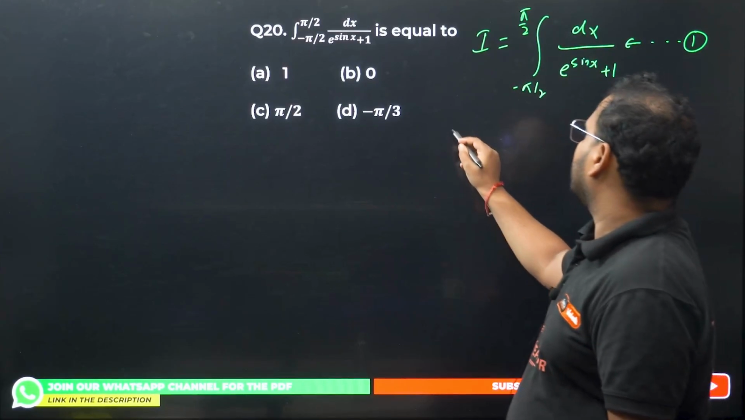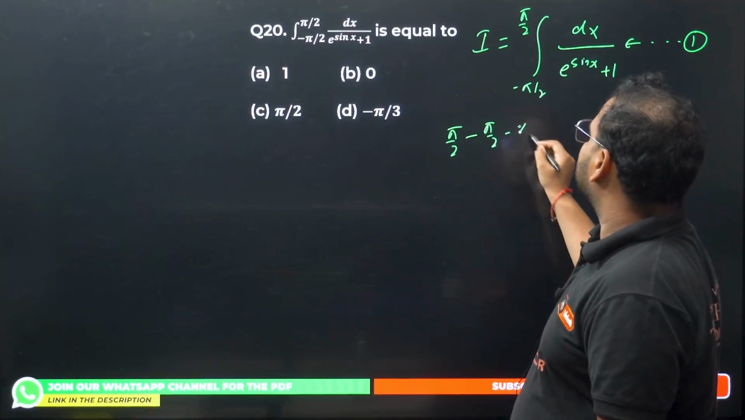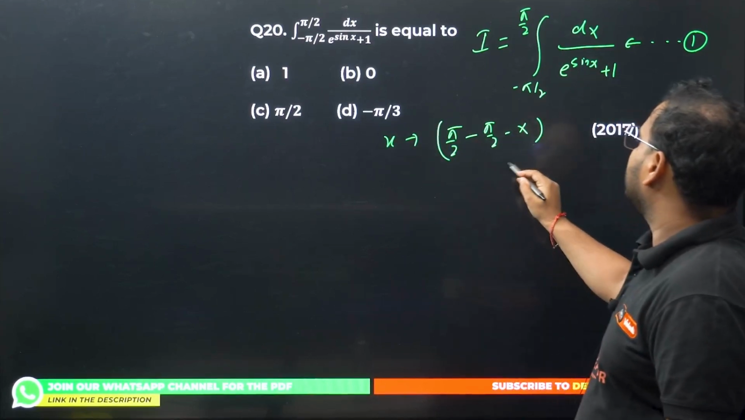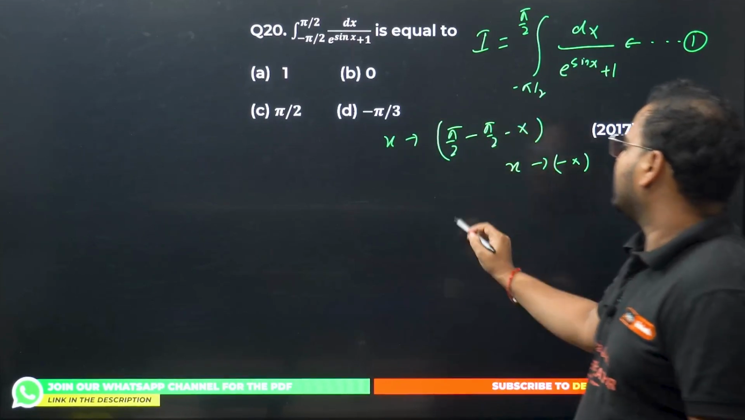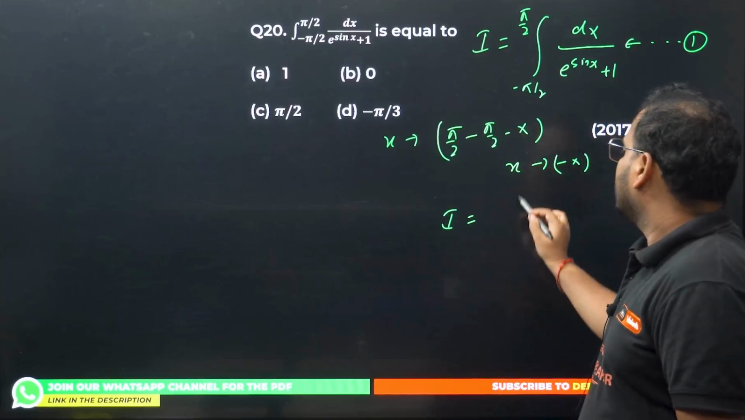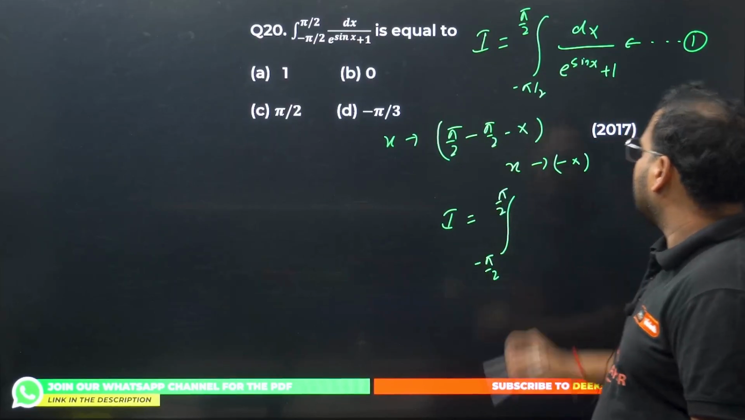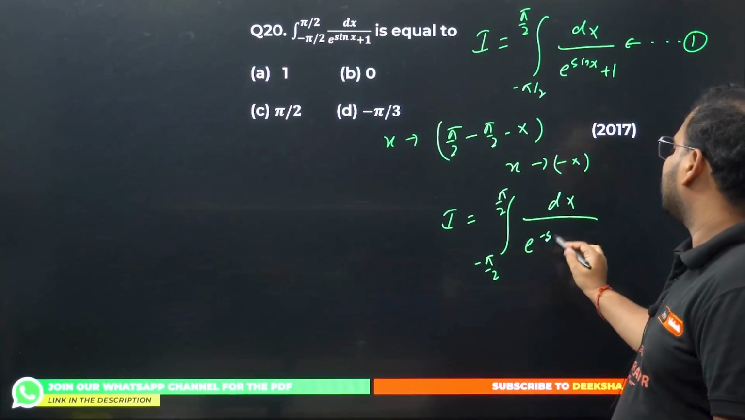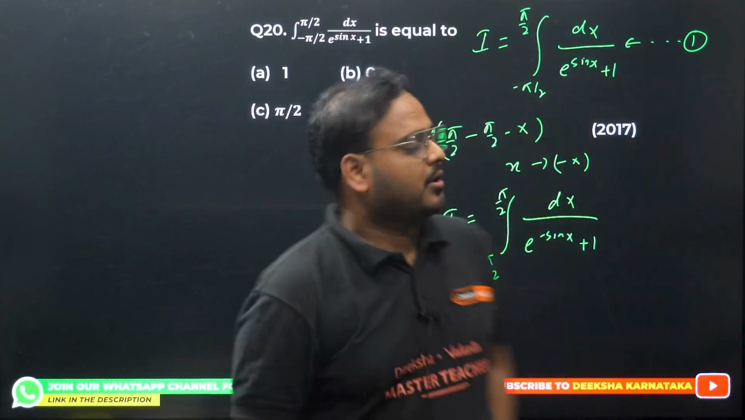Same thing you have to apply. Pi by 2 minus pi by 2 minus x. How much is that? Take x as this, it will simply become minus x. Write the equation one more time for the integration. The limit will remain same, minus pi by 2 to pi by 2 dx. Over here we'll have e power minus sin x plus 1. Right? Simplify this.